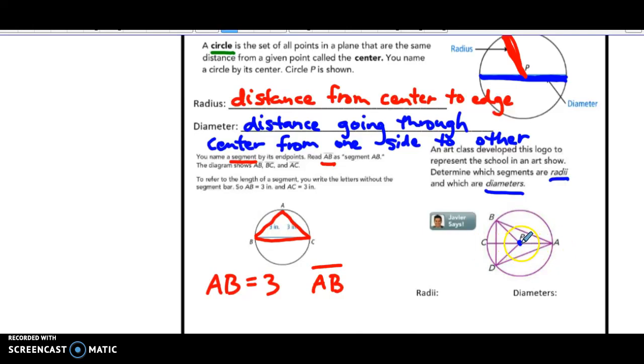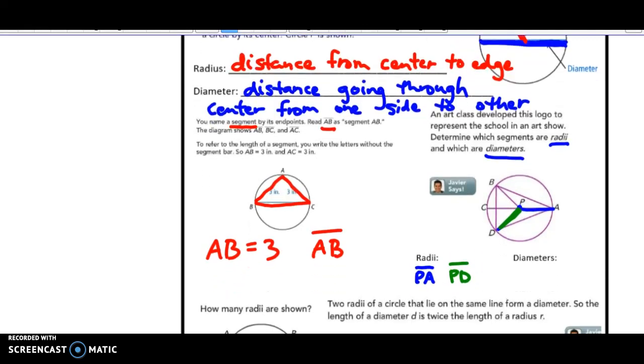So as we're looking, I'm going to start at point P because I see line segment PA would be an example of a radius, from center to the edge. I also see that PD is supposed to be green, there we go, would be another example. I also see PB, line segment PB. Now I'm noticing this segment here, BD. It looks short, but this one does not start at the center. So BD would not be a radius.